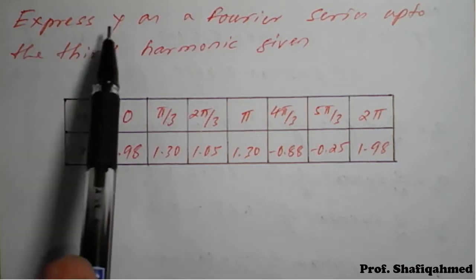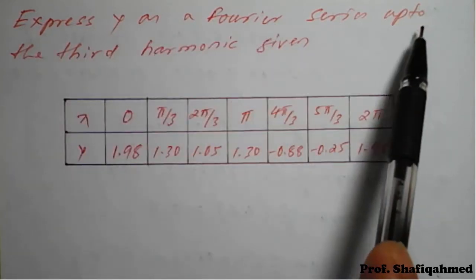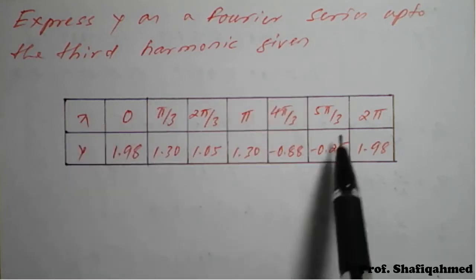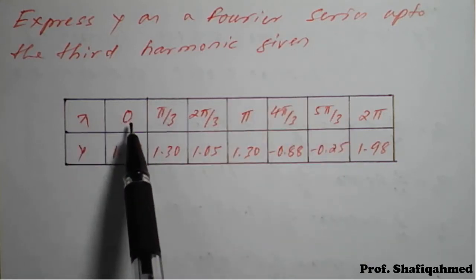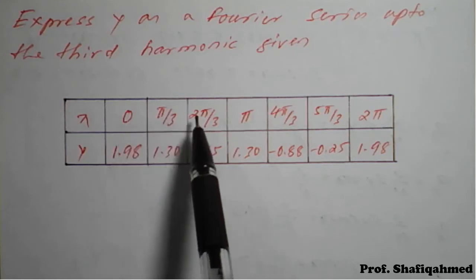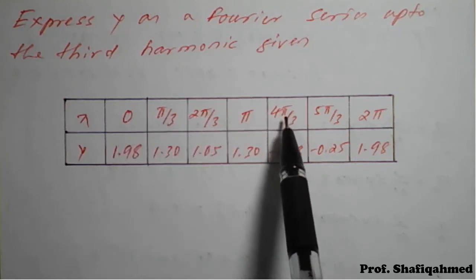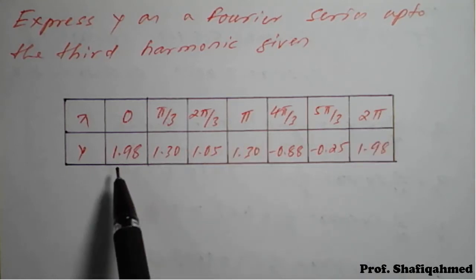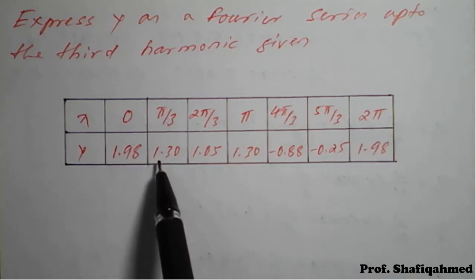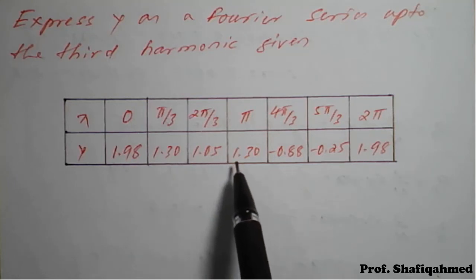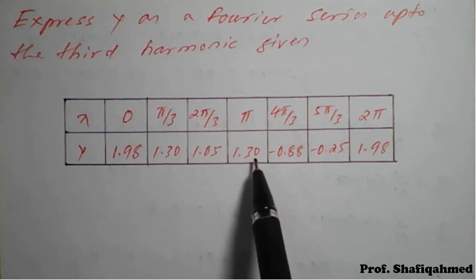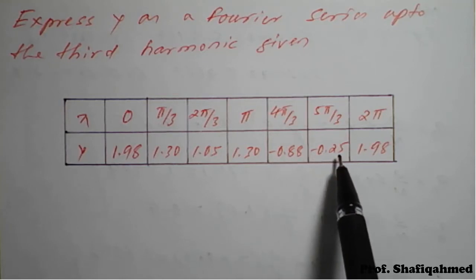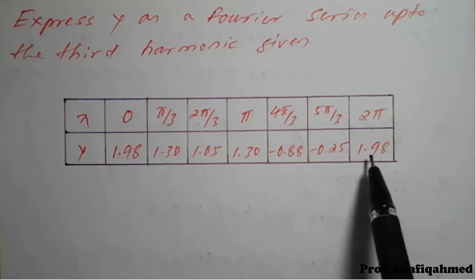The problem is to express y as a Fourier series up to the third harmonic. Given is a table of values of x in radians: 0, pi by 3, 2 pi by 3, pi, 4 pi by 3, 5 pi by 3 and 2 pi, and the respective values of y are 1.98, 1.30, 1.05, 1.30, minus 0.88, minus 0.25 and 1.98.